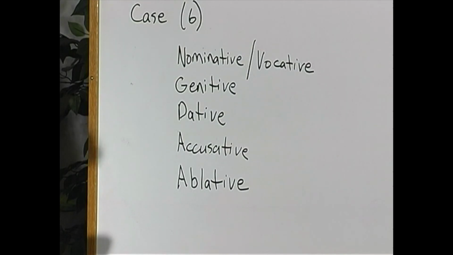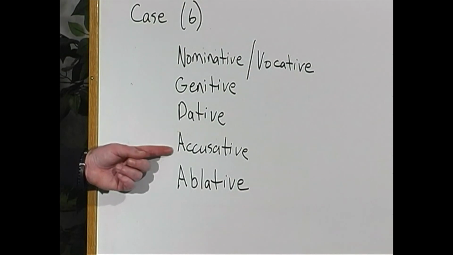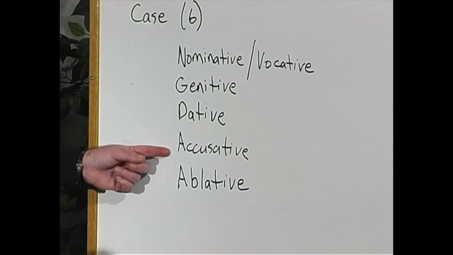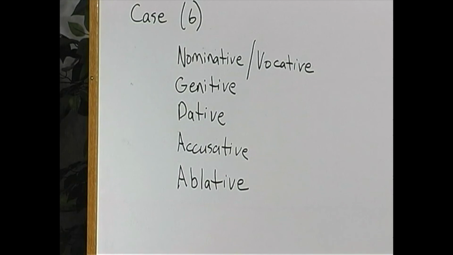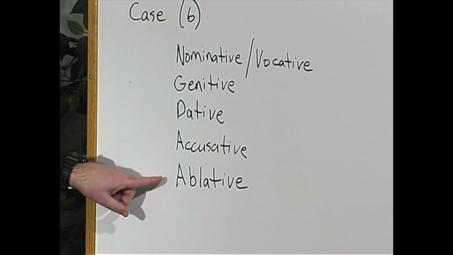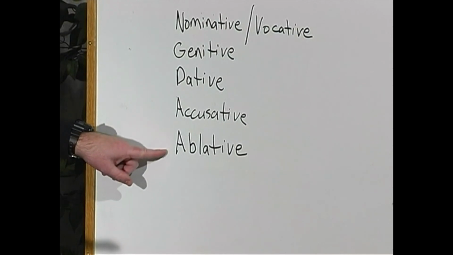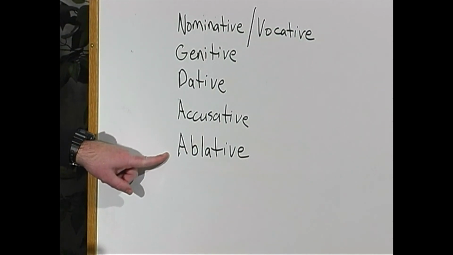I gave the book to my son. To my son would be the indirect object. The book would be the direct object. Accusative is the case of the direct object. That is, the noun that directly receives the action of the verb. And then the ablative is the adverbial case, and it is usually translated with the prepositions by, with, or from.